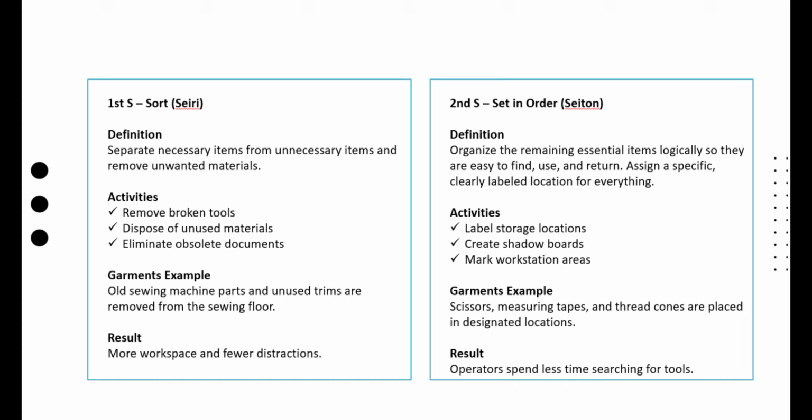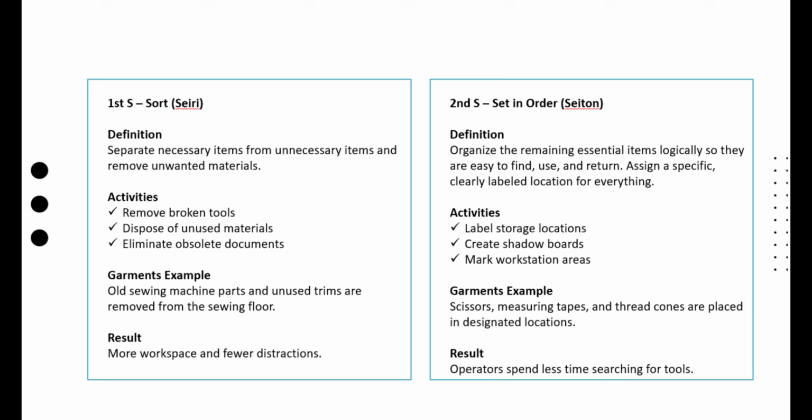First is sort or Seiri. Sort means separating necessary items from unnecessary items and removing unwanted materials. Activities include removing broken tools, disposing of unused materials, and eliminating obsolete documents. In a garments factory example, old sewing machine parts and unused trims are removed from the sewing floor. The result is more workspace and fewer distractions.